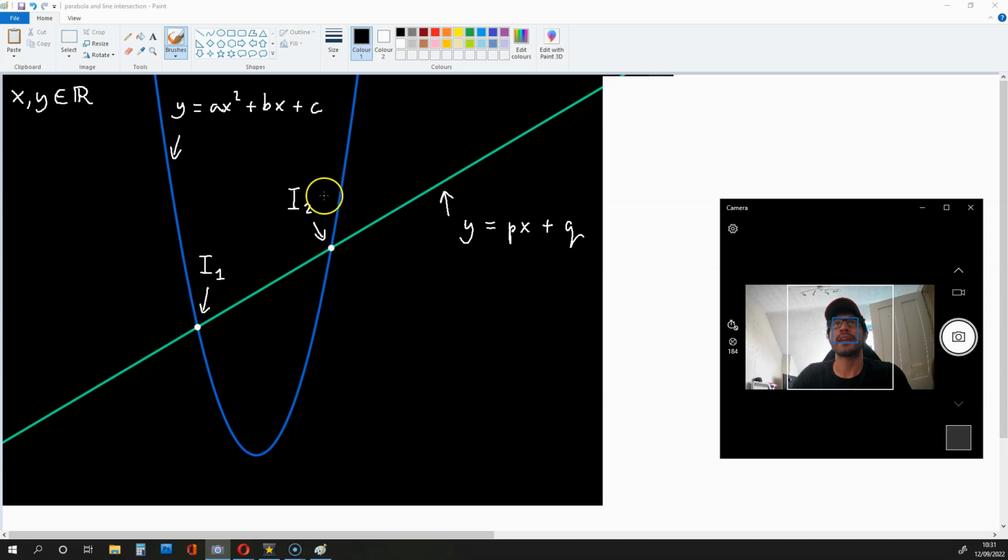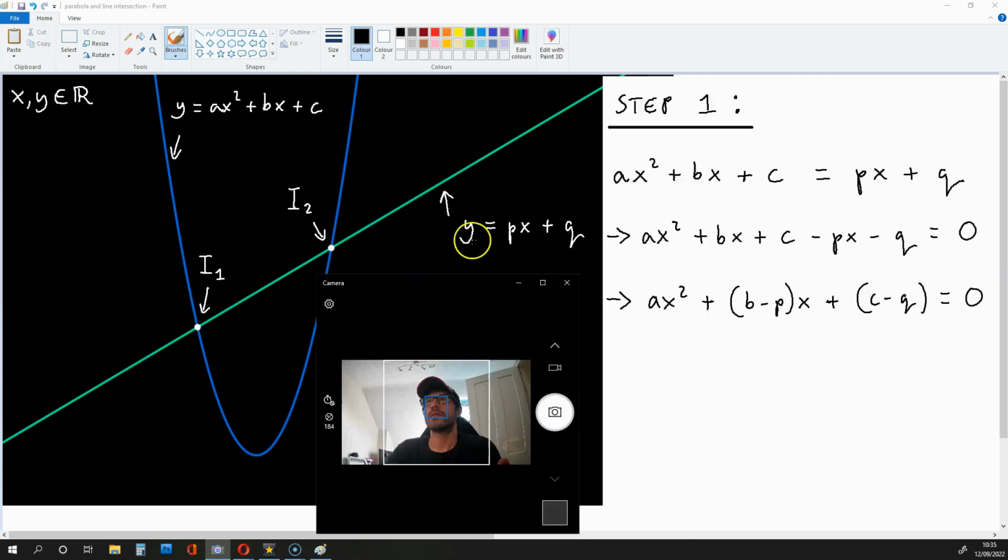So we have to make these two equations up here equivalent to one another. So what we get is ax squared plus bx plus c is equal to px plus q. If we form this equation, we'll be able to find these intersections right over here. So let's form this equation, like I said, and let's simplify it and isolate x.